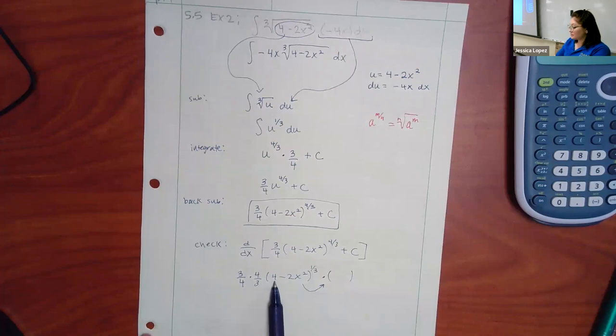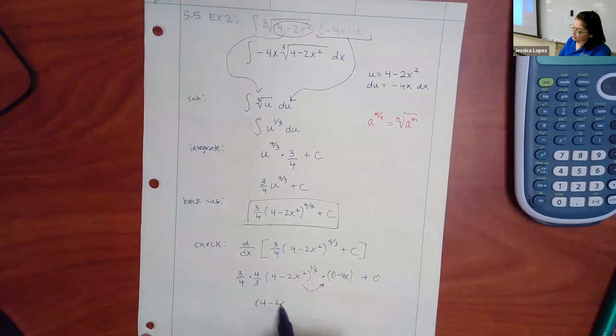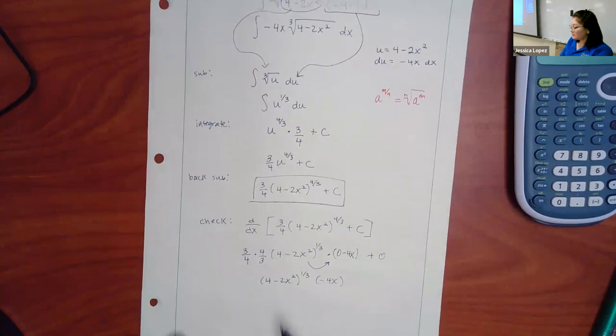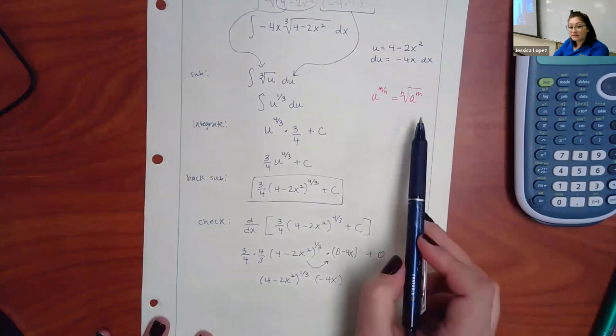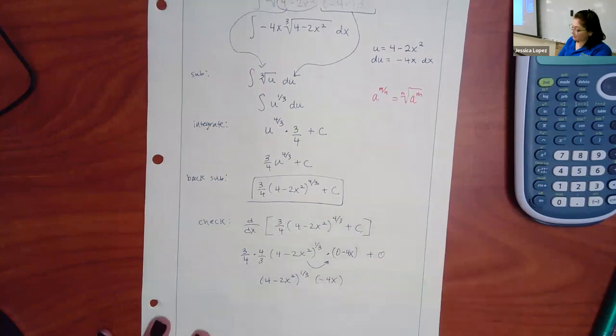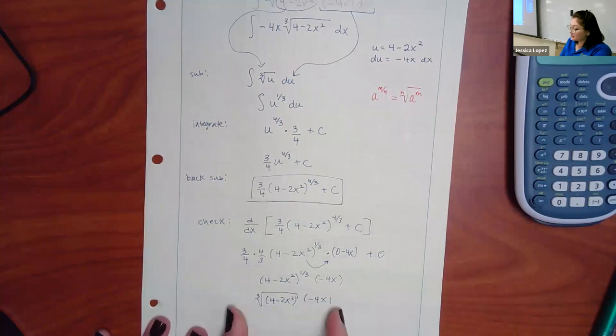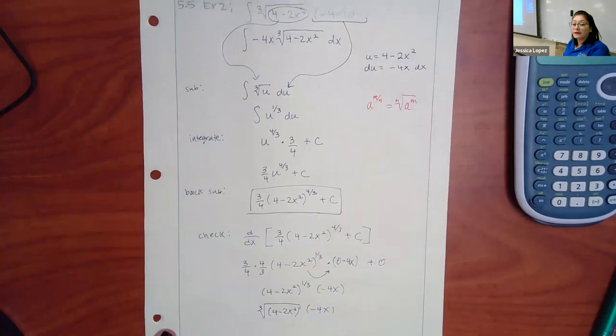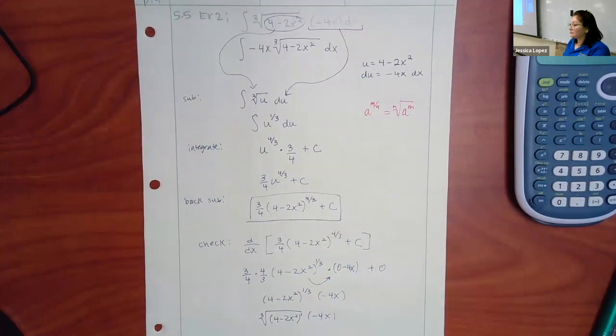And the derivative of this is 0. And then the derivative of this is 4x. And what's the derivative of any constant? 0. So these wipe each other out, leaving 4 minus 2x squared to the 1/3, and this is just negative 4x, and that's it. And what is another way of writing that if you're looking at this rule here? Cube root of all of this stuff to the 1 power, right? Isn't this the exact same expression that we have in there at the beginning? So it does check out, okay?